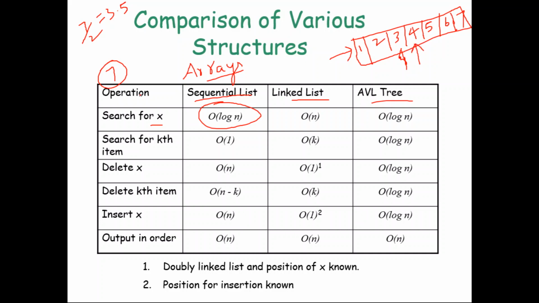What do I want to search? 7. So is it greater than 4 or less than 4? It's greater than 4. So it means that it is on the right side of the array, not on the left side of the array. So the right side contains how many elements? Again 3 elements. Okay, the right side contains 3 elements.